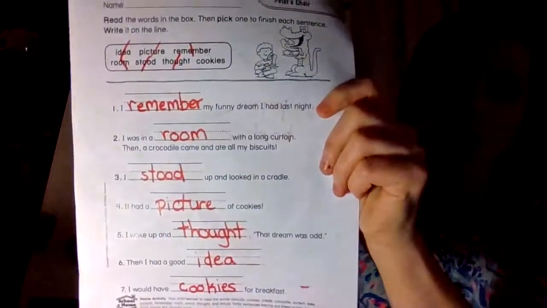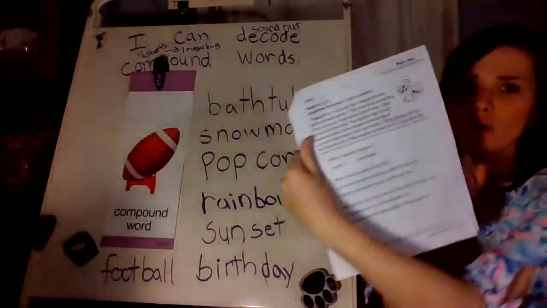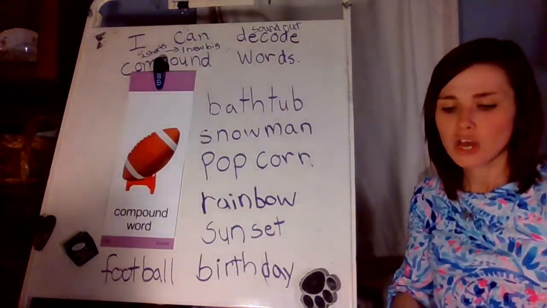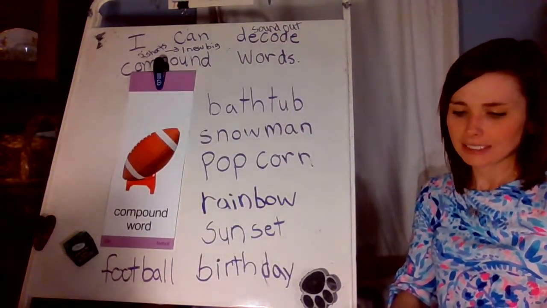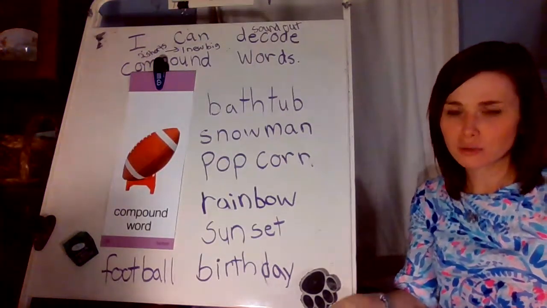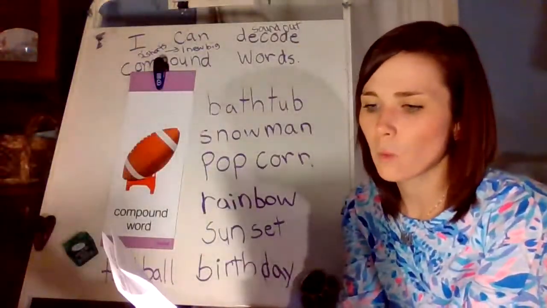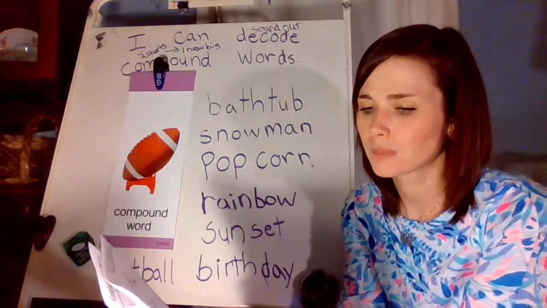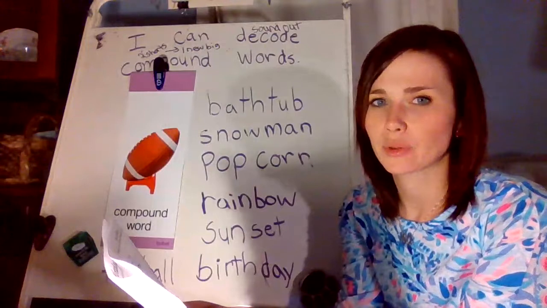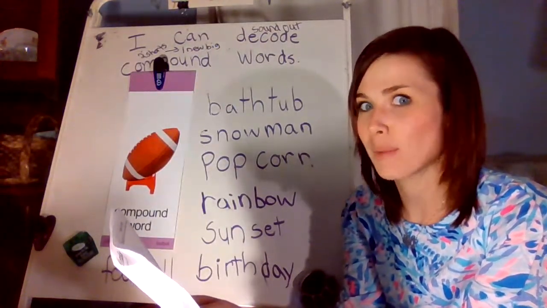So you should have this all filled in. Very nice job. Go to the last page. The last page is about popcorn. You'll read the story. Underline the answer to each question. Read the story up top. And then it'll say, what is the story all about? Number two, what is the big idea of the story? And number three, why do you think some people wore strings of popcorn?